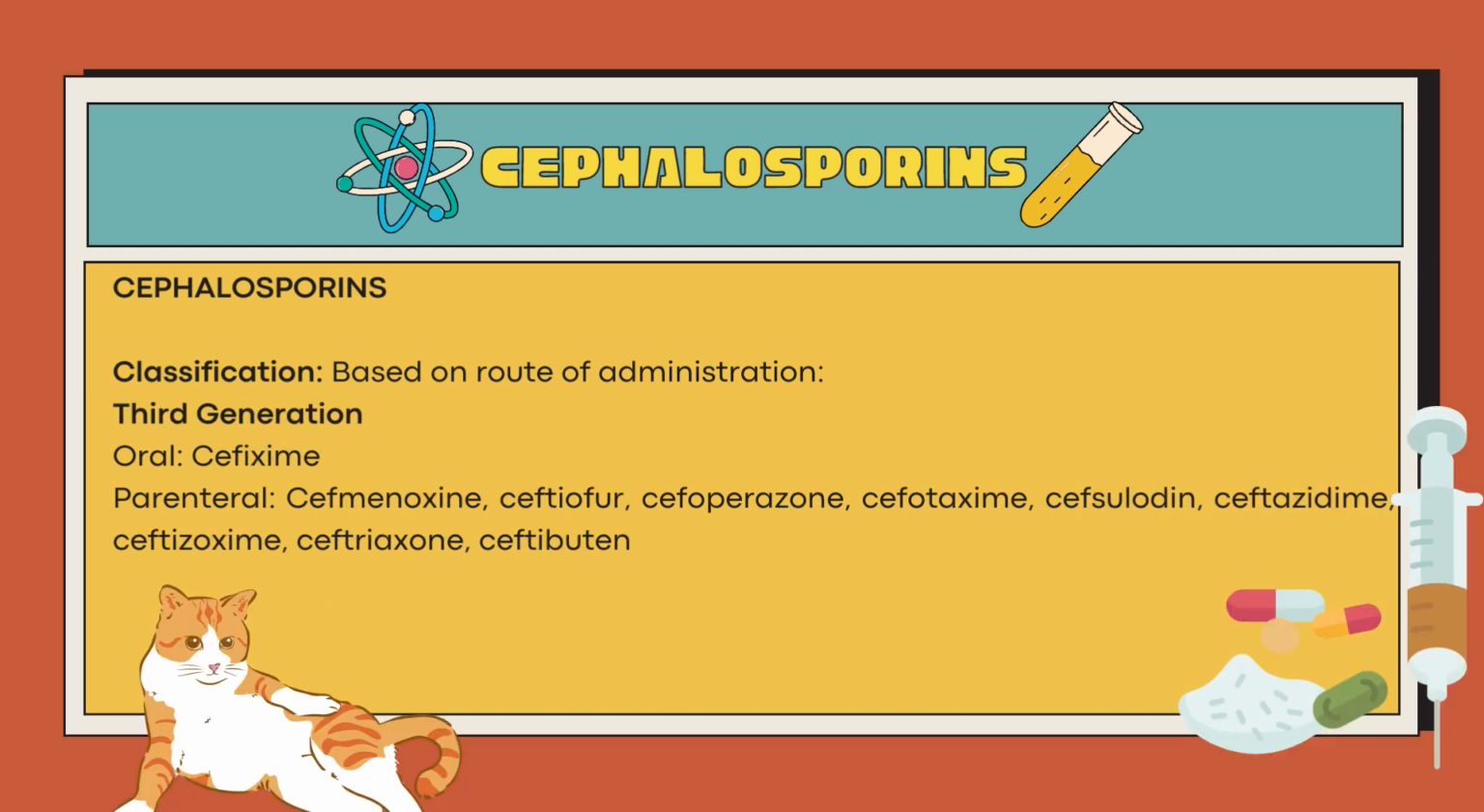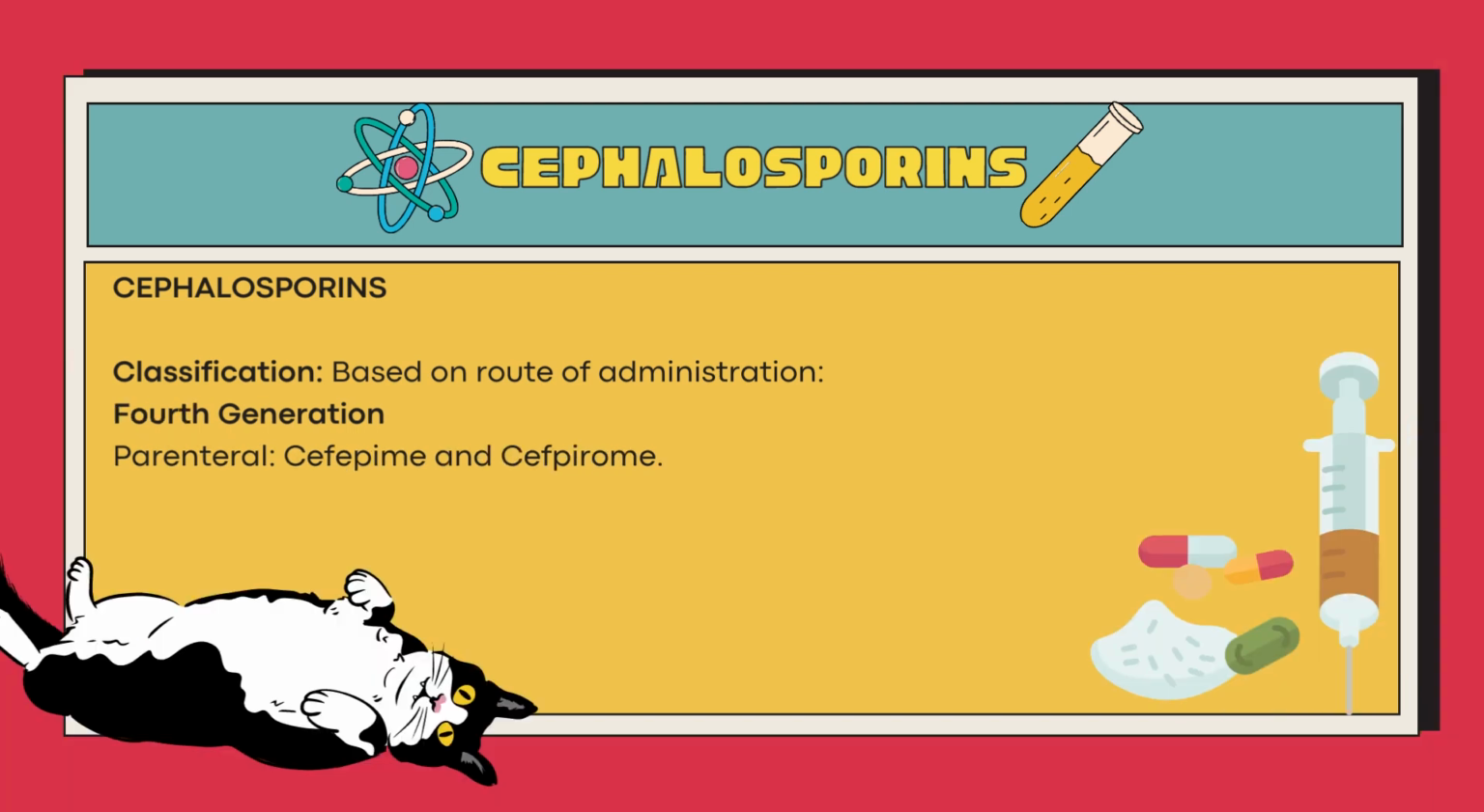For the third generation under cephalosporins, the oral drug is the cefixime, and the parenteral drugs are the cefamenoxime, ceftiofur, cefoperazone, cefotaxime, cefsulodin, ceftazidime, ceftizoxime, ceftriaxone, ceftibuten. Lastly, for the fourth generation of cephalosporins, there are only parenteral drugs, which are the cefepime and cefpirome.